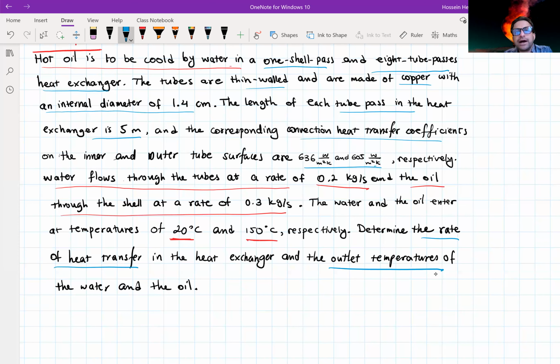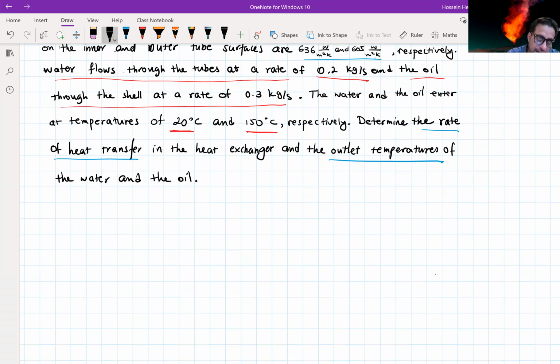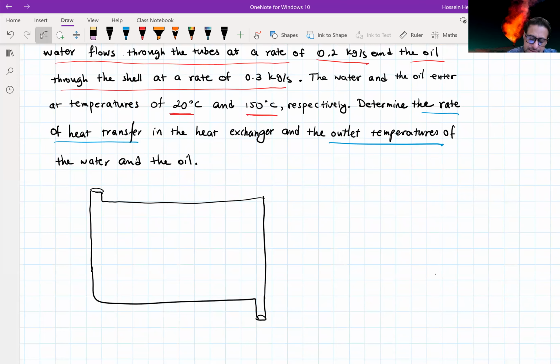So let's say you have this heat exchanger and you know the cold and hot stream flow rates and the inlet temperatures for this specific heat exchanger; what would we get at the outlet? I'm going to quickly draw a schematic of one shell, 8 tube passes. Let's assume this is the inlet for the shell, and this is the outlet for the shell. So this is the shell of the system, and then we have 8 tube passes.